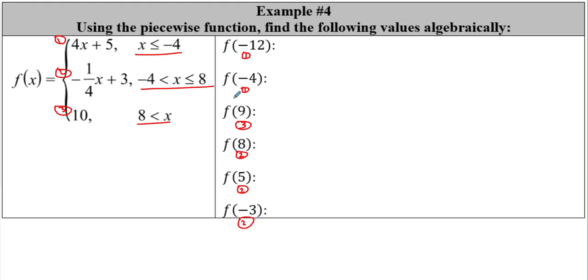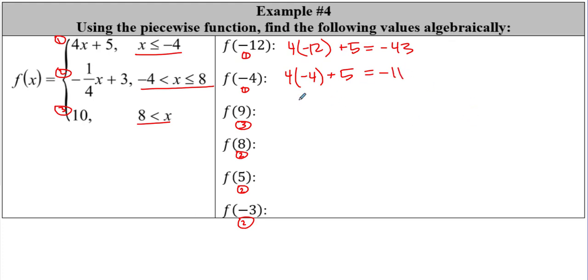Okay, so now that we've identified which function to use, we're simply going to plug these values in and work them out algebraically. So this first function says we've got 4x plus 5. We are going to replace that x with a -12. So we got 4 times -12 plus 5, which is going to give me -43. I'm going to do the next one and have you guys complete the rest. So we're going to use number 1 again. So we got 4 times -4. And then we have the plus 5, and that is going to give me -11.